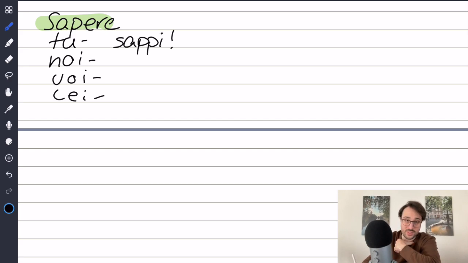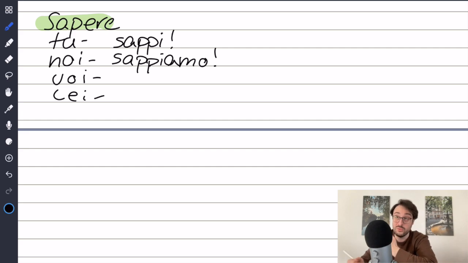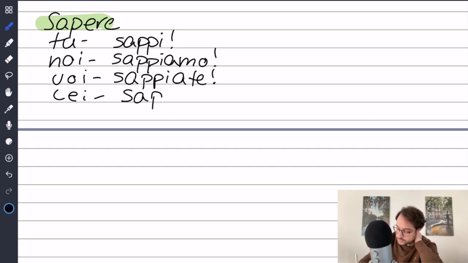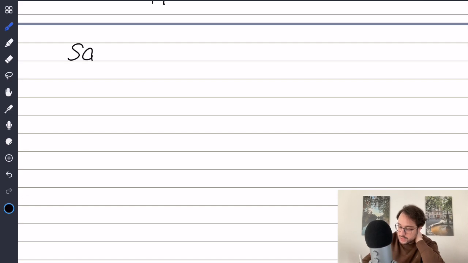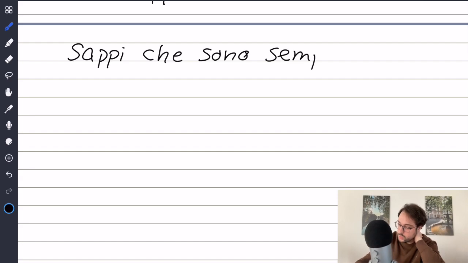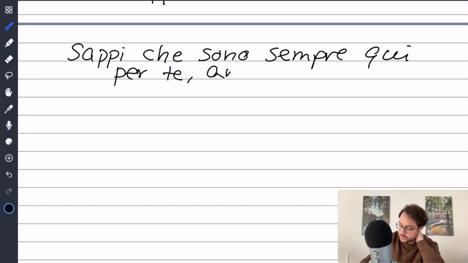And this is a unique form. We don't see this elsewhere in Italian. Noi sappiamo. With these irregular verbs, it's only noi that looks familiar. And I guess the lei and the voi, because they're the congiuntivo presente forms. Voi sappiate. Lei sappia. Okay. So if I want to tell you something like, just know I'm here for you, right? Sappi che sono sempre qui per te, amica mia, if you're talking to a girl. Know that I'm always here for you, my friend.